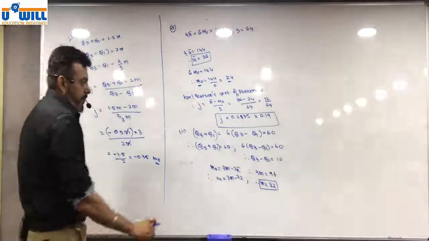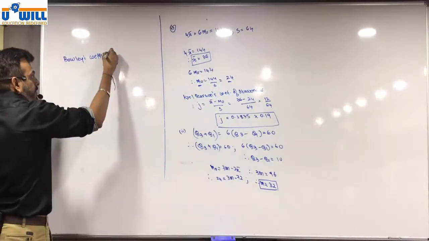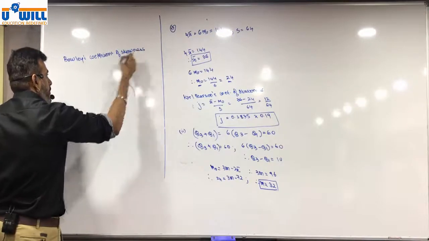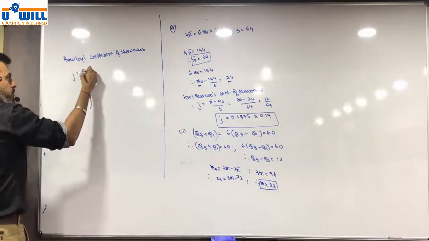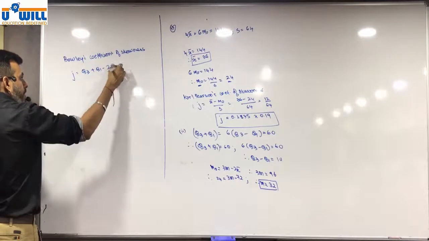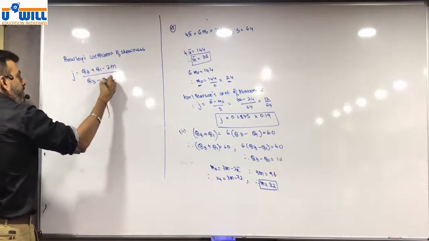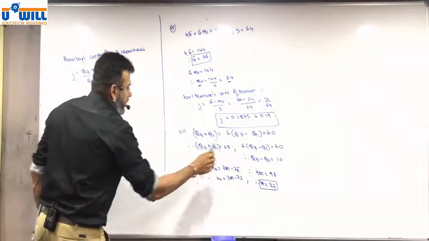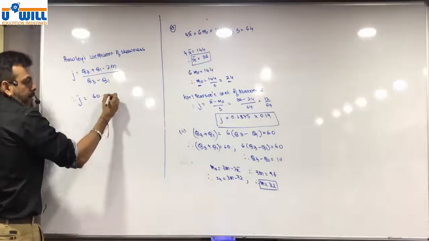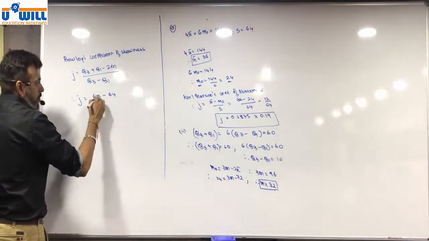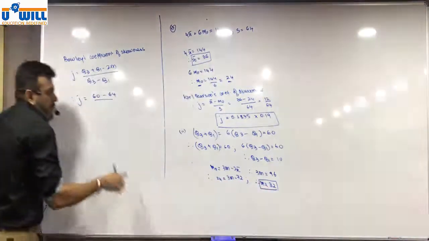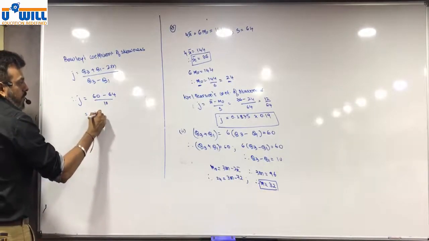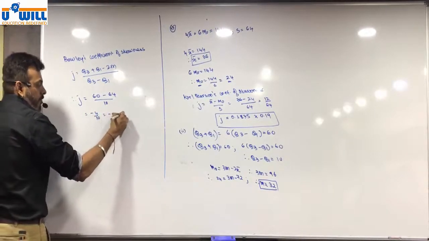We apply the formula now. Bowley's coefficient of skewness. J is equal to Q3 plus Q1 minus 2m upon Q3 minus Q1. Therefore, J is equal to Q3 plus Q1 is equal to 60 minus 2m is 64, 2 into 32, upon Q3 minus Q1 is equal to 10. So minus 4 upon 10 is equal to minus 0.4.